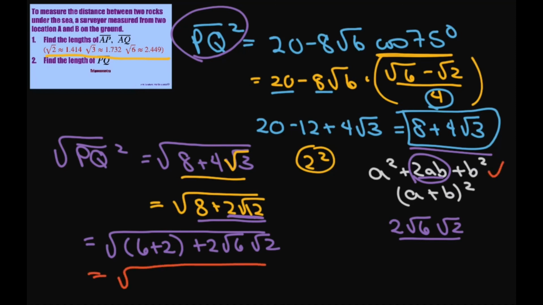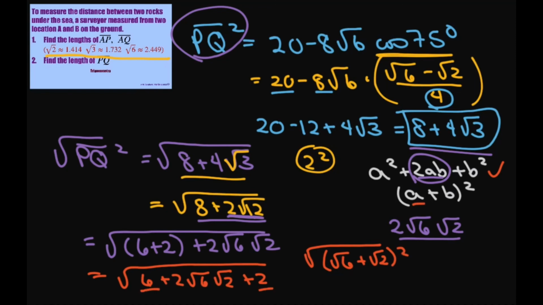That's going to be the square root of 6 plus 2 square root of 6 times square root of 2 plus 2. Now to simplify this, I can write this as the square root of 6 plus square root of 2, because this is my A and this is my B, and then square it. And when you square the square root, you're left with just square root of 6 plus square root of 2. So that's what we have.